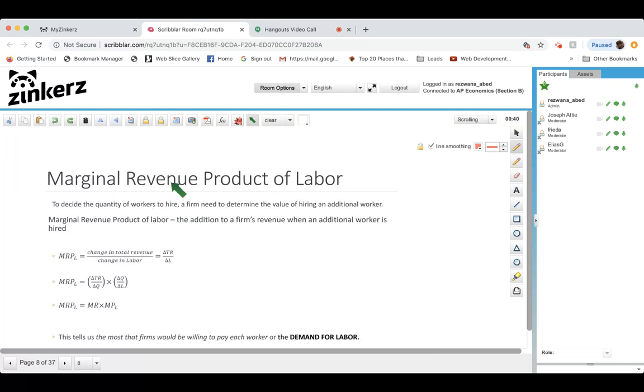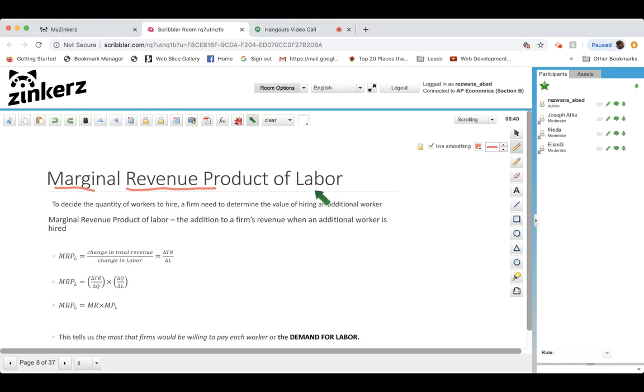Okay, so the name should tell you a few things, right? The marginal meaning additional, and then revenue product of labor. So it's all these things. It's not something that is radically new to us. As you will see, the definition is not something that came from nowhere.